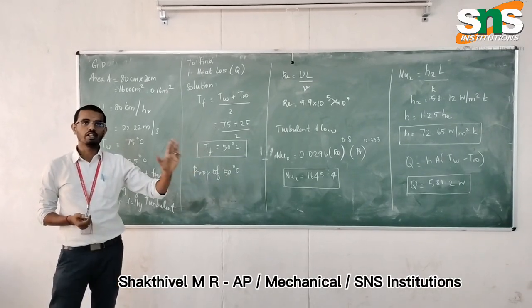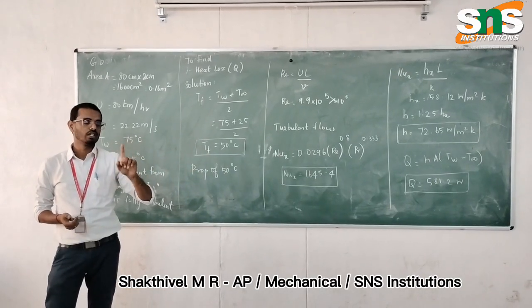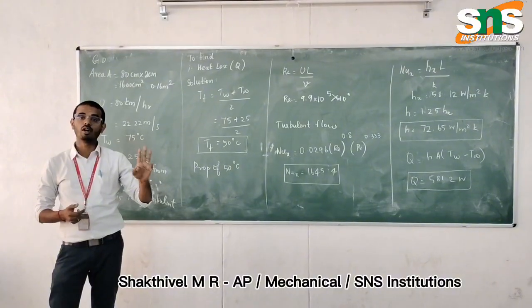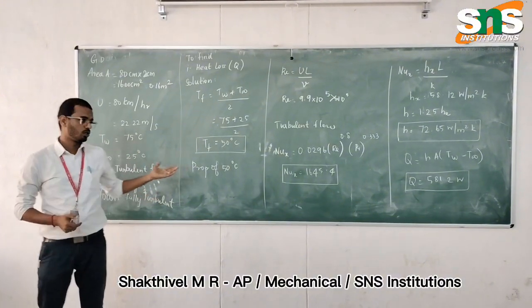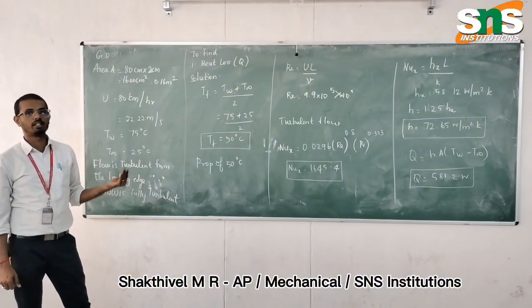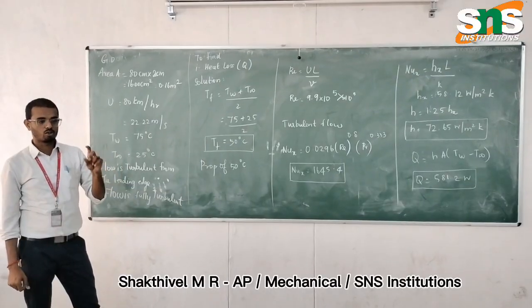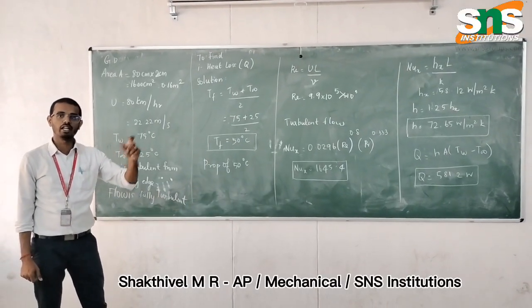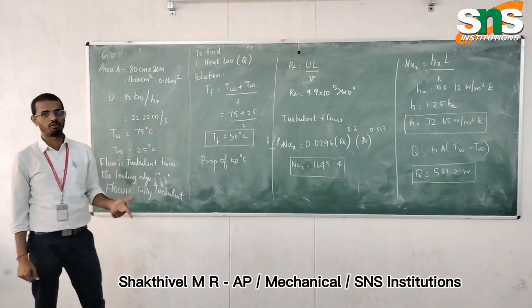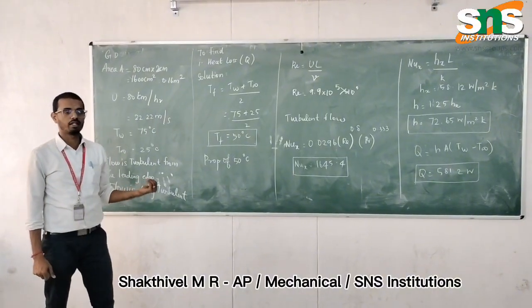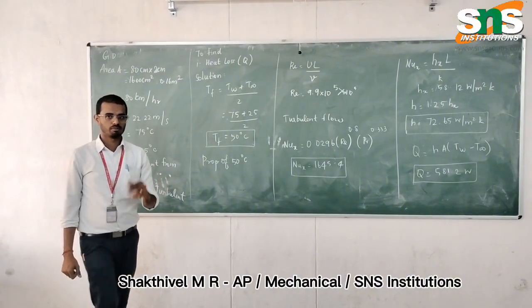For this, there are three flows: laminar flow, turbulent flow, and fully developed turbulent flow. This is the example for fully developed turbulent flow from the leading edge. From the initial start to the ending, it is considered as turbulent flow. So we are going to see the question for this problem.